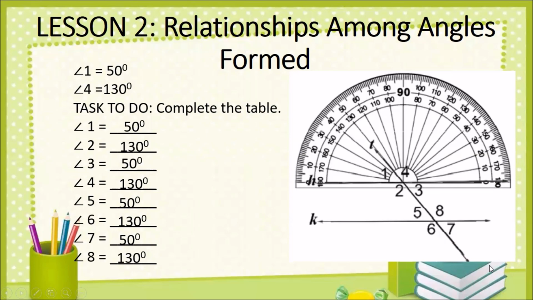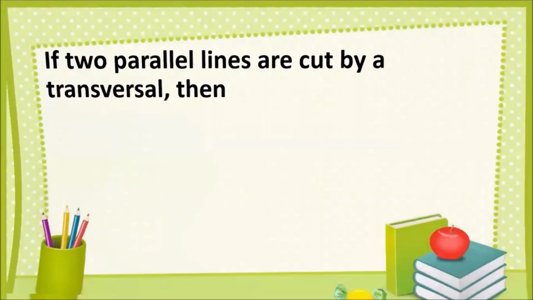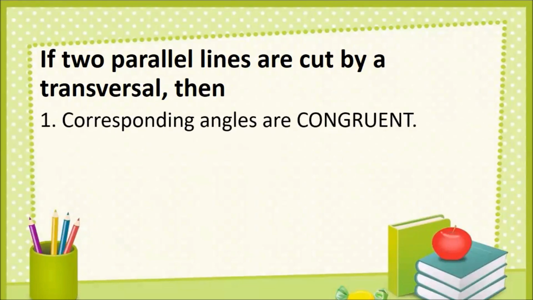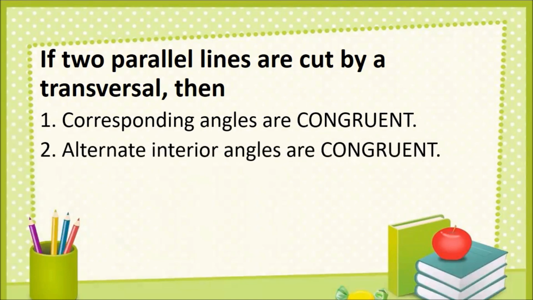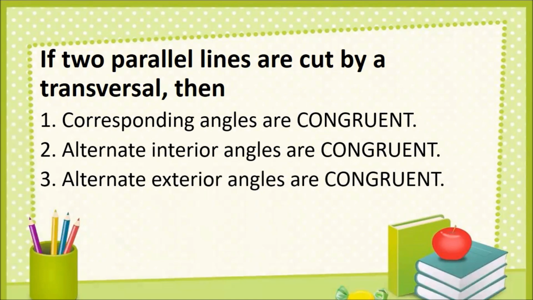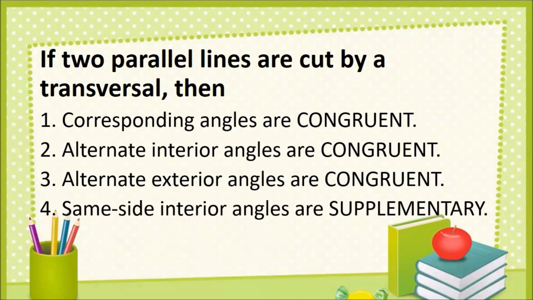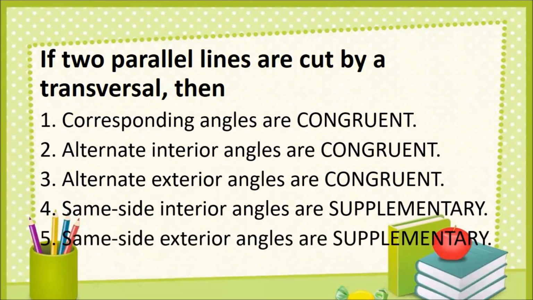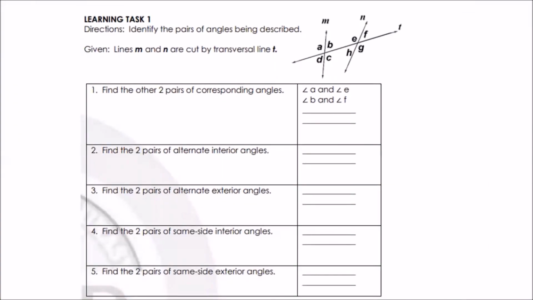So it means, let's not forget this property: if two parallel lines are cut by a transversal, the corresponding angles are congruent, alternate interior angles are congruent, alternate exterior angles are congruent, same side interior angles are supplementary, and same side exterior angles are supplementary. Okay, in our learning task 1, find the other two pairs of corresponding angles.